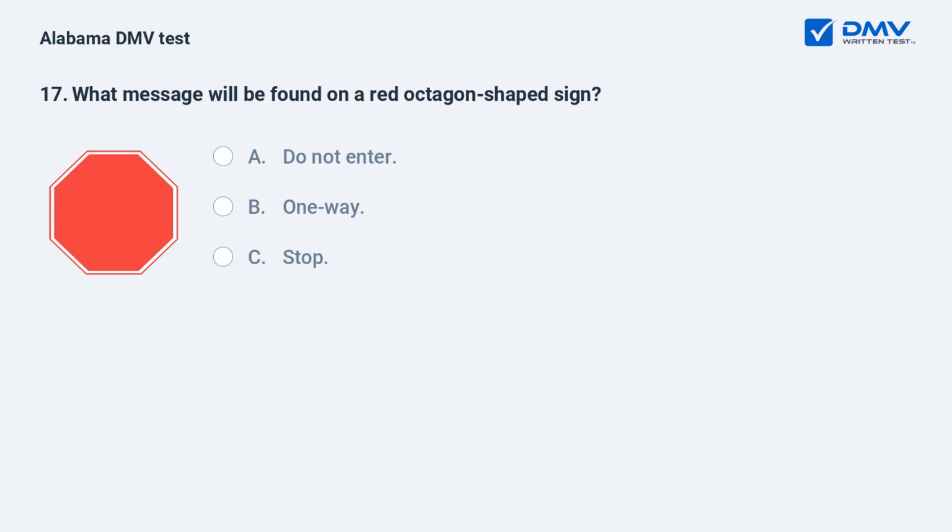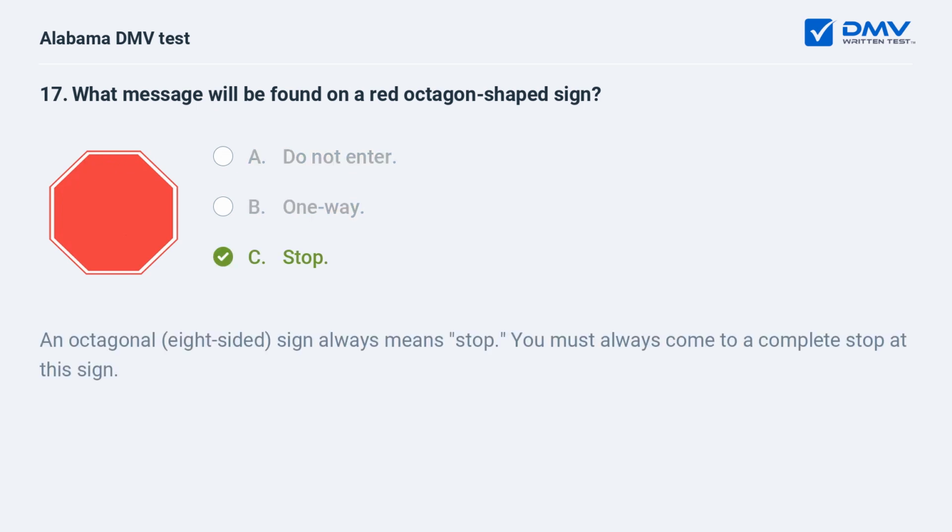What message will be found on a red octagon-shaped sign? A. Do not enter. B. One way. C. Stop. The answer is C. Stop. An octagonal, 8-sided sign always means stop. You must always come to a complete stop at this sign.